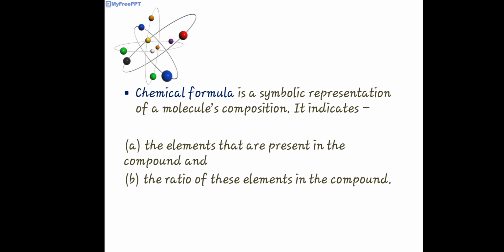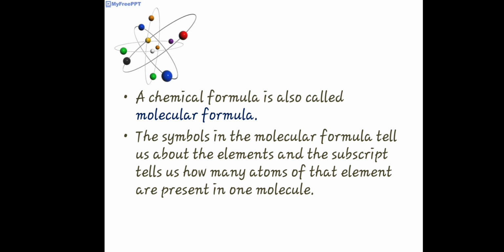How can you write a certain chemical formula? Of course, it represents a single element combining with another single element. Okay, so now let's proceed. A chemical formula is also called a molecular formula. The symbol in a molecular formula tells us about the elements, and the subscript tells us how many atoms of that element are present in one molecule.